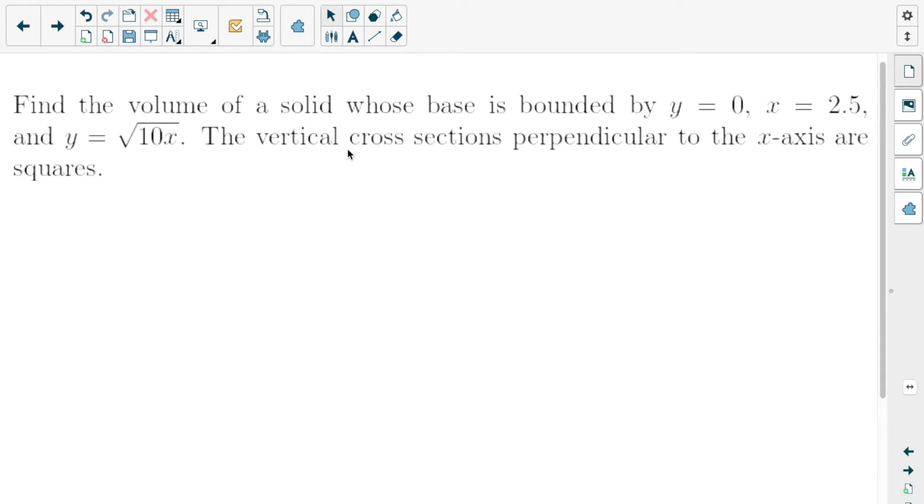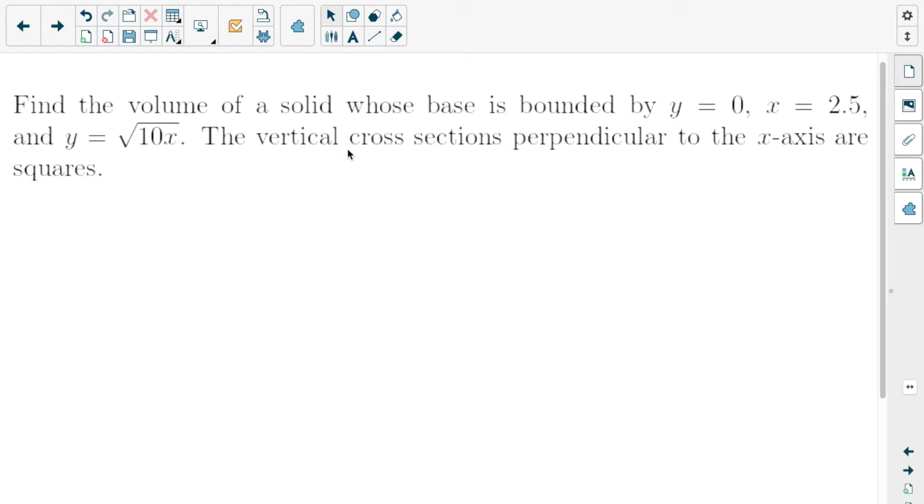Find the volume of the solid whose base is bounded by y equals 0, by x equals 2.5, and by y equals the square root of 10x. The vertical cross sections of this solid, which are perpendicular to the x-axis, are squares.